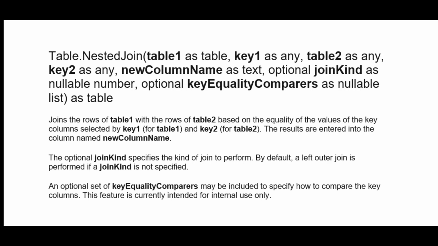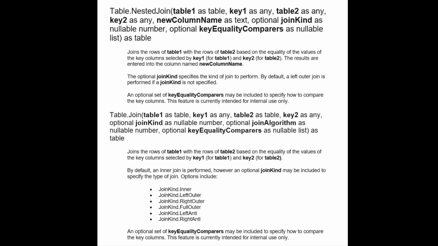There is, however, an alternative to table nested join, and that is table join. And here's table join. So as you can see, we've got table join, and then we've got table 1, which would be charges, key 1, which would be ID, table 2, which would be description, and again ID. No column name specified this time, so we're not creating a new column name. So we're basically, as the description below shows, joining the rows of table 1 charges to the rows of table 2 description by looking at the linked value, which will be ID.